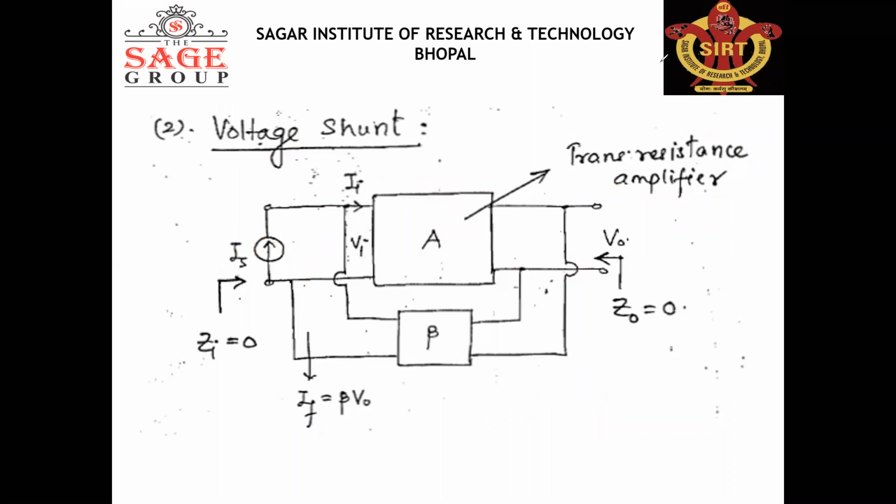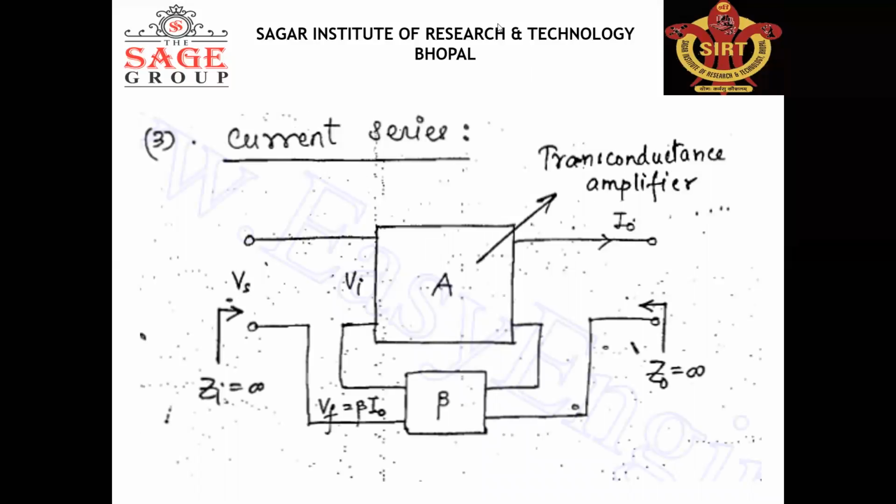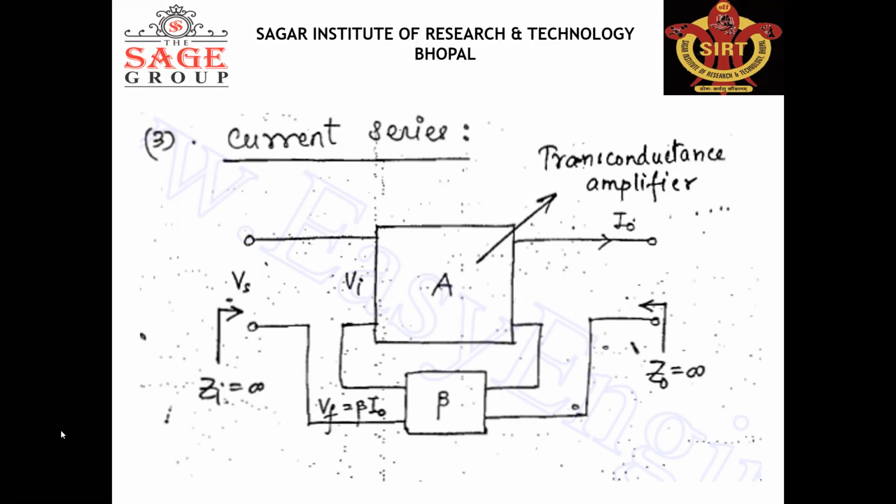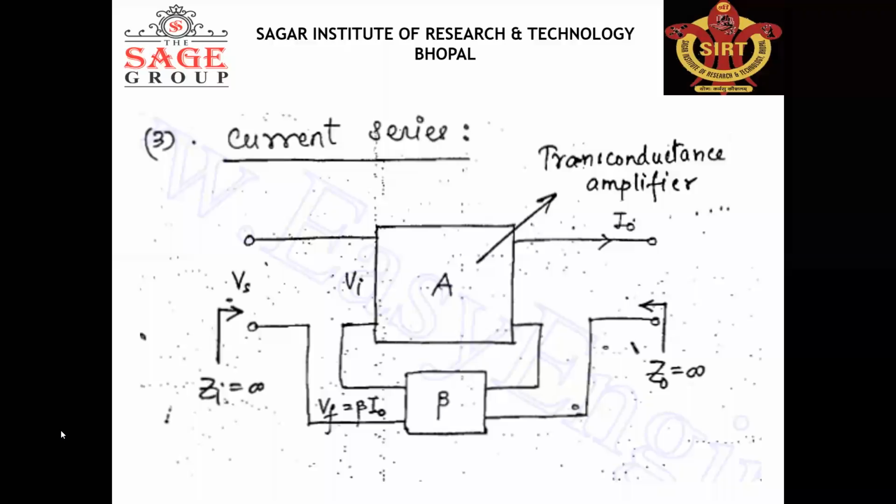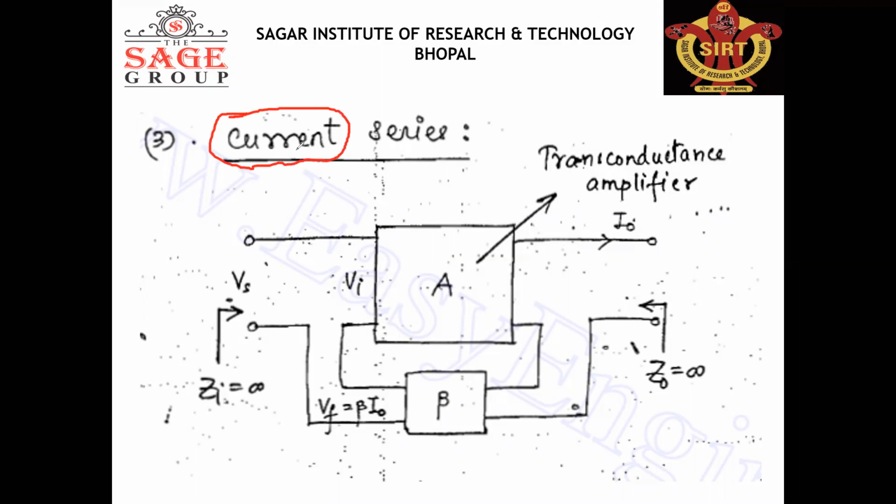Okay. Next, the third one is the current series amplifier. So in a current series amplifier, here this is current, so sampling is done of current. If the sampling is done in the form of current, then the feedback network and the amplifier should be connected in series. So this is the series connection, right? And this is the series. Again, input and feedback networks mixing is also done in the form of series.